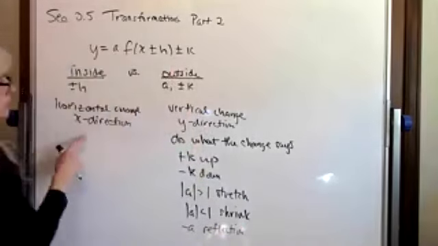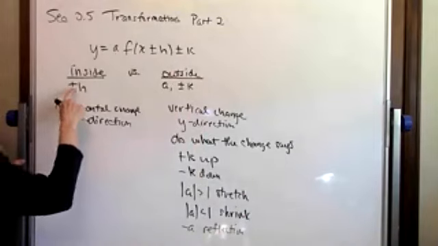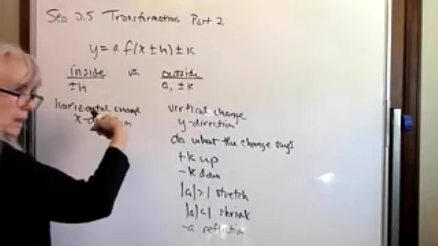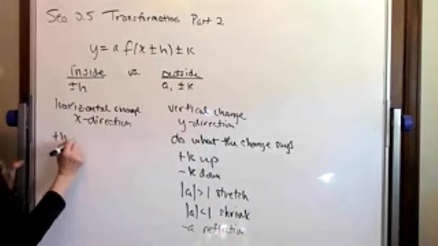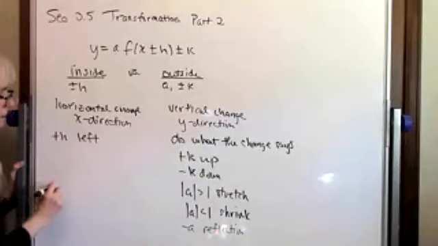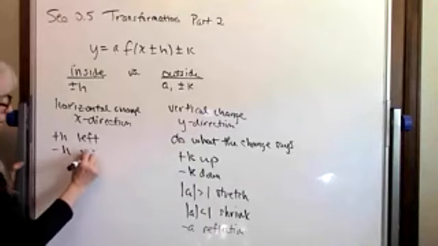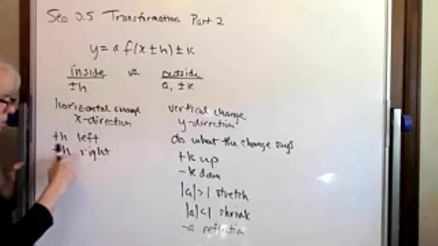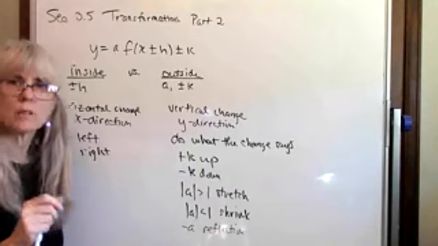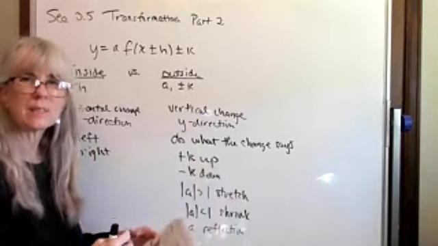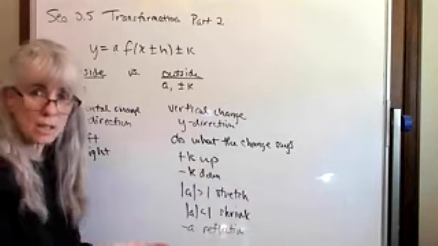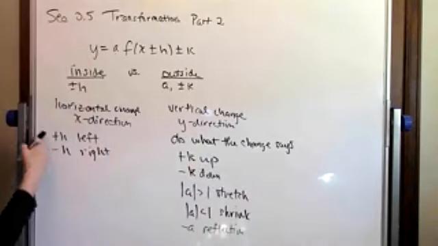Over here with the horizontal change, what we noticed is that when it said plus h, it went to the left. When it said minus h, it went to the right. So plus h is left, and minus h is to the right. That seems a little backwards to us, but we did do that when we did the circles. If you remember when we graphed the circles, we pulled the information out of the parentheses and did the opposite. Here it's the same exact thing.